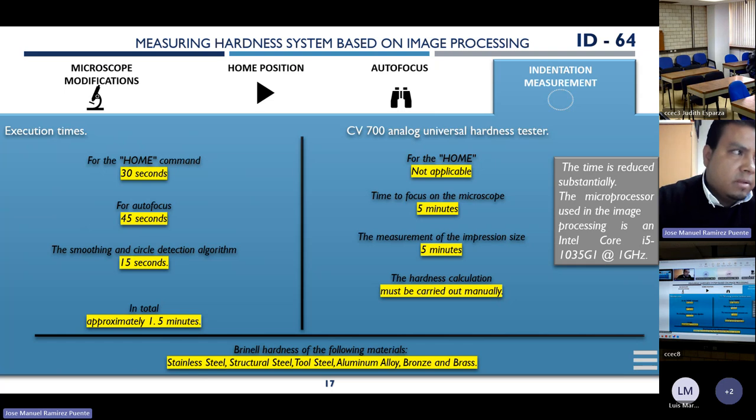Execution times: the total time for the system is 1.5 minutes. The manual process with the analog equipment takes more than 10 minutes. Testing time is reduced.